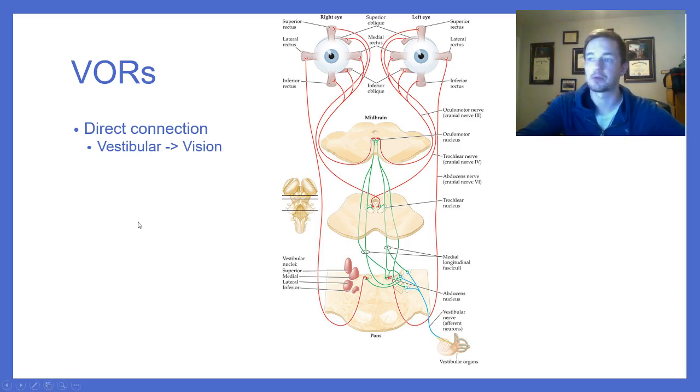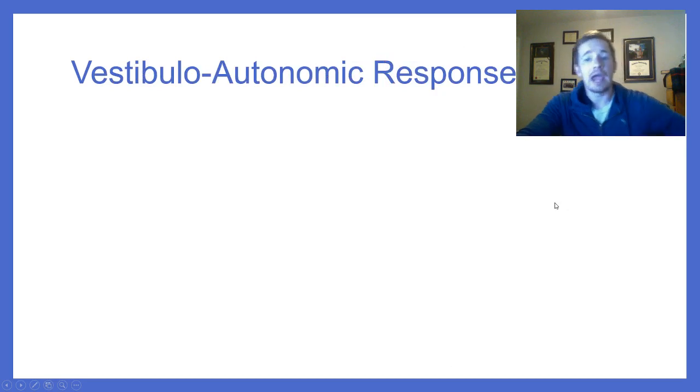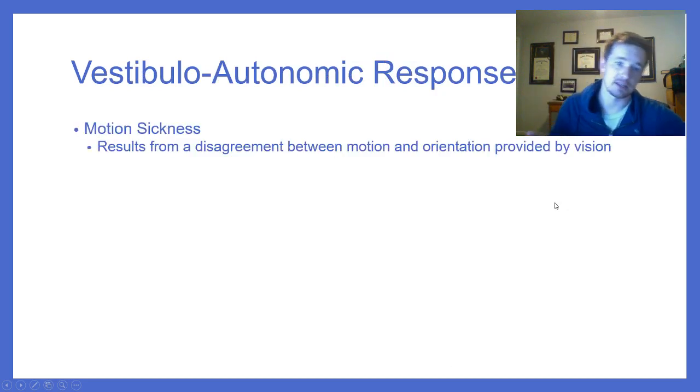So that's part of the reason why it's reflexive and why we can do it so quickly, because of this direct connection that our inner ear has with our eyes, and particularly the muscles in our eyes. And then we have motion sickness, also called the vestibular autonomic response.